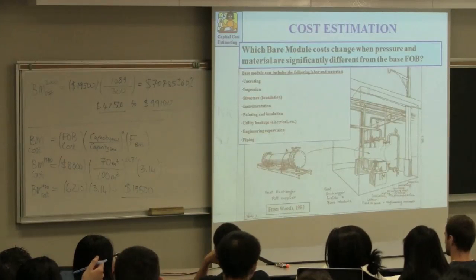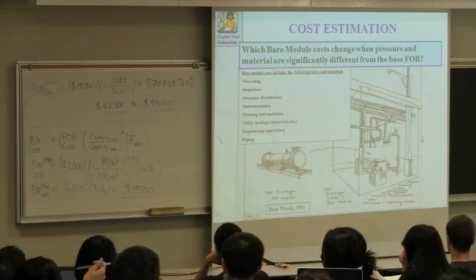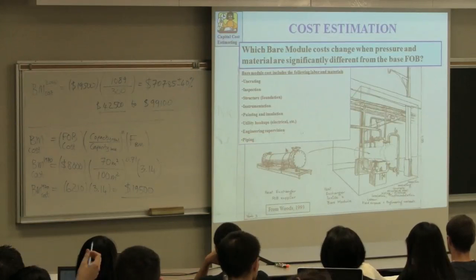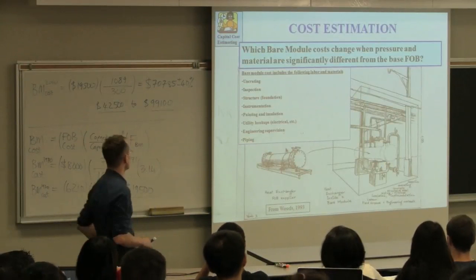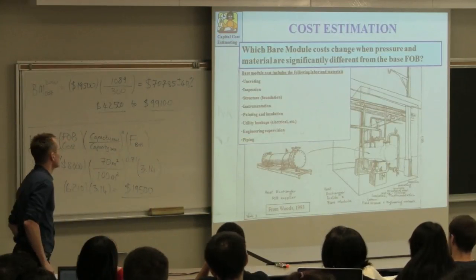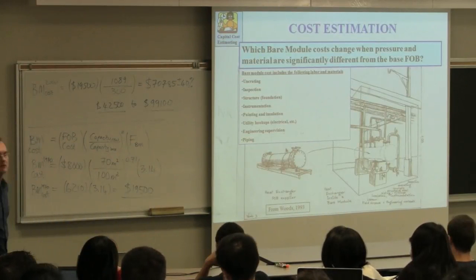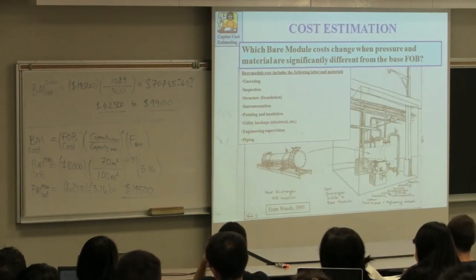Any conclusion? Any types of which of those items would be affected? Yes. I'd say inspection, probably, would need to be approved before they go on. Okay, so inspection. Anything else?